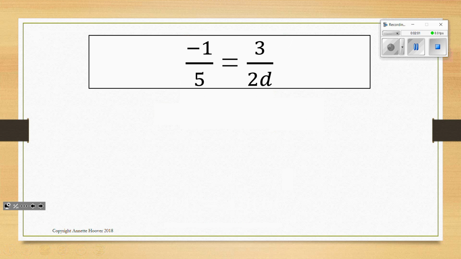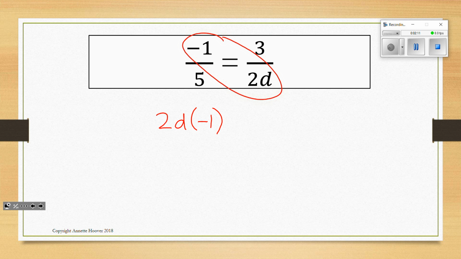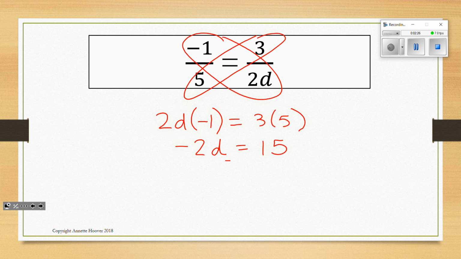Okay, here again this time we have something that looks a little bit different. On one of the diagonals we have 2d times -1. On the other diagonal, or butterfly wing, we simply have 3 times 5. So the right side, 3 times 5 is 15. When you multiply 2d times -1, it becomes -2d. Now you simply divide both sides by -2. And your answer would be -7 1/2 when simplified.